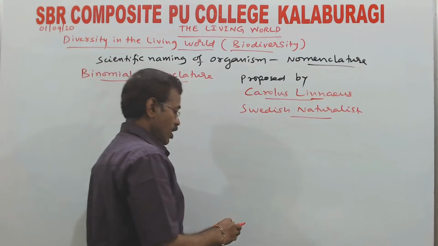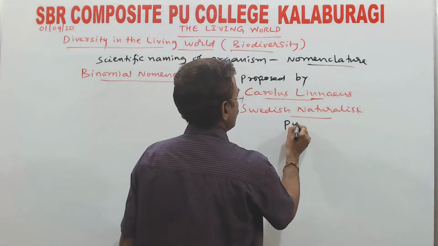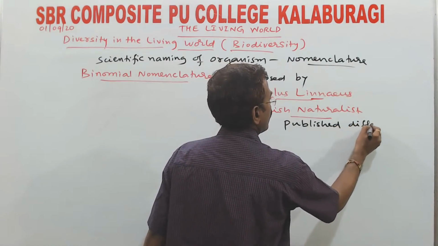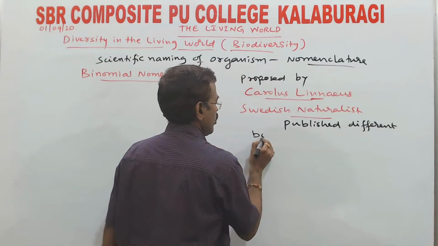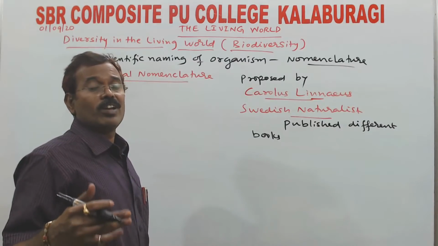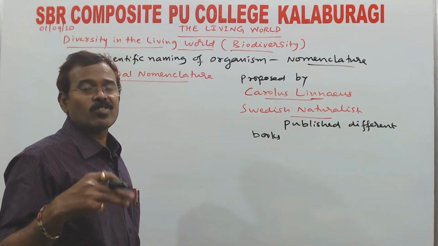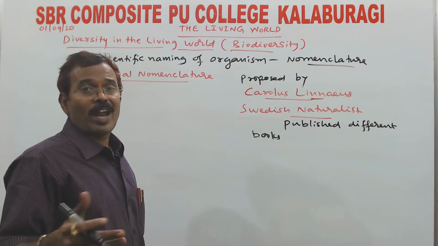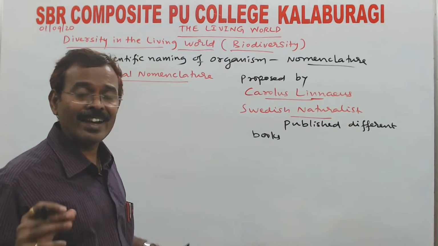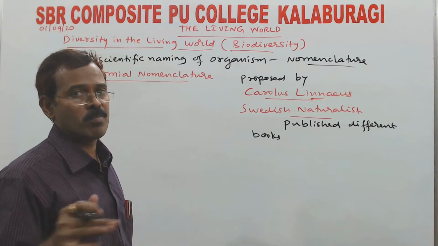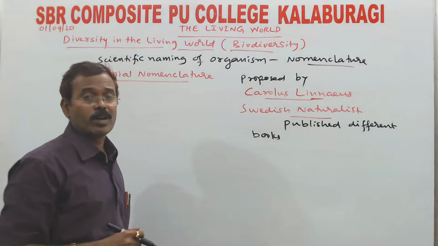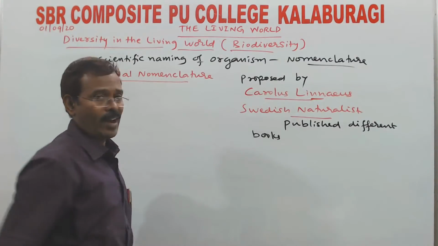He published different books. He studied different varieties of plants and even animals also. He tried to classify and name these plants and animals. So his contribution with respect to identification, naming and classification of plants and animals is immense. That's why he is known as father of modern taxonomy. Remember, Carolus Linnaeus is known as father of modern taxonomy.